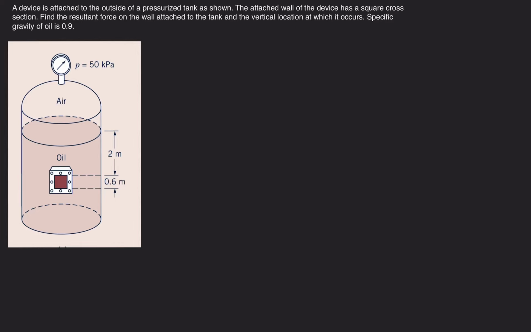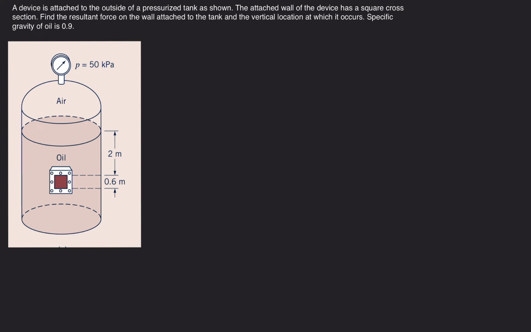In this problem, we're told that a device is attached to the outside of a pressurized tank as shown. The attached wall of the device has a square cross-section. Find the resultant force on the wall attached to the tank and the vertical location at which it occurs. Specific gravity of oil is 0.9.